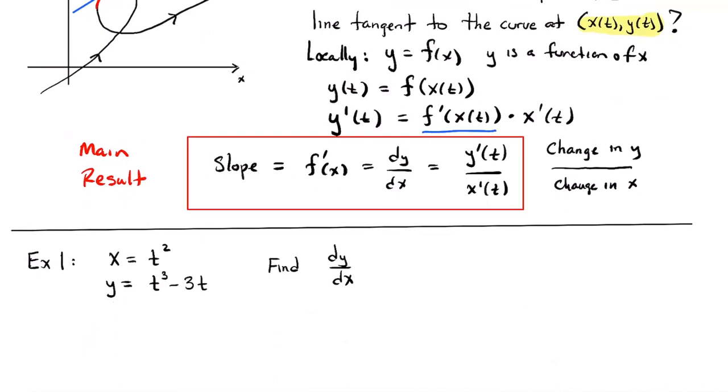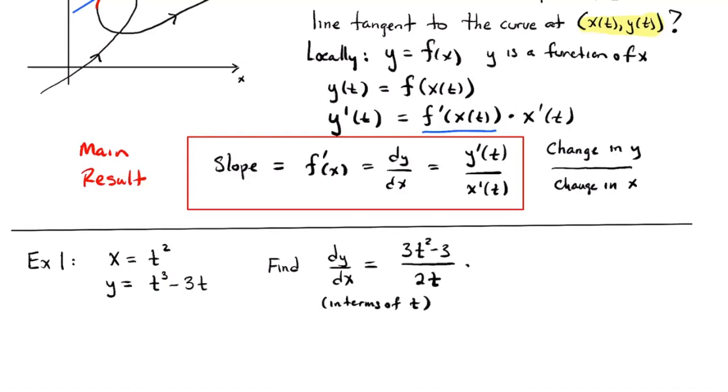So I'm just mechanically using that main result that's written right above here. If I want to find that slope, I have to take the derivative of y with respect to t. That's the derivative of t cubed minus 3t, so that's going to be 3t squared minus 3. And I'm going to divide that by the derivative of x with respect to t, that's 2t. So you just take y prime and x prime separately and divide them. That's the derivative at any point t. Notice that the answer here is in terms of t. So you have to get used to that.